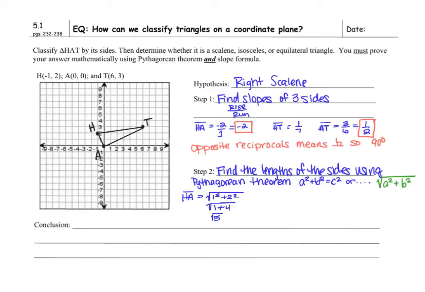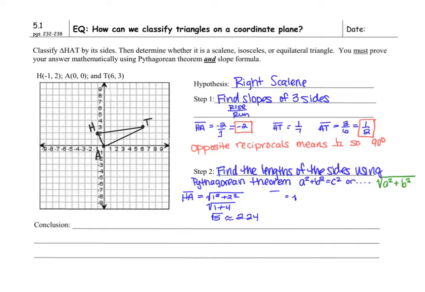And then the square root of 5 is approximately 2.24. Now let's do segment HT. So if we look at HT, I went up 1 and right 7. So I already know the lengths of the triangle's sides to plug in to the Pythagorean theorem.